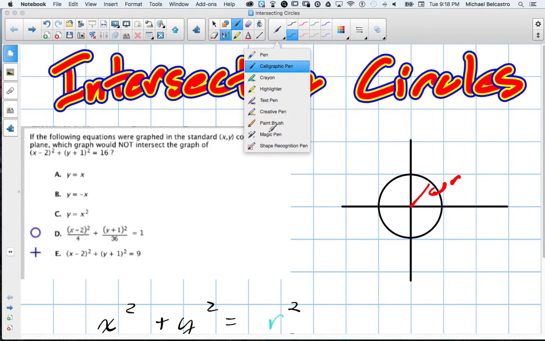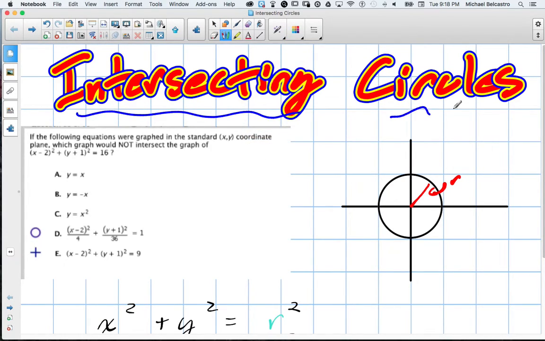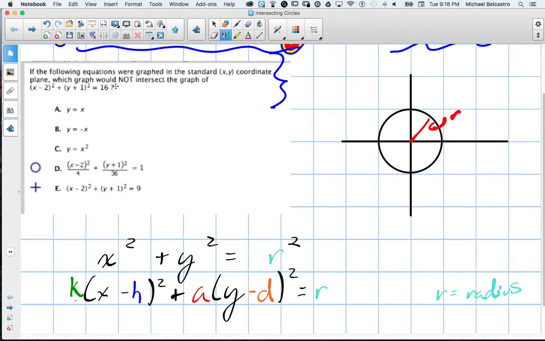Okay, we're going to take a look at intersecting circles. So we're going to read this question here, and then we're going to establish a couple rules about circles. If the following equation were graphed in the standard xy coordinate plane, which graph would not intersect the graph of (x - 2)² + (y + 1)² = 16?